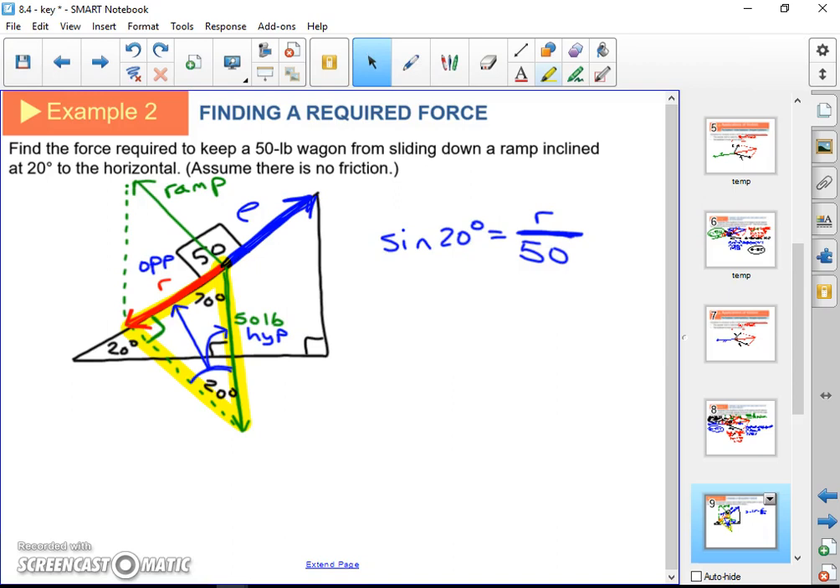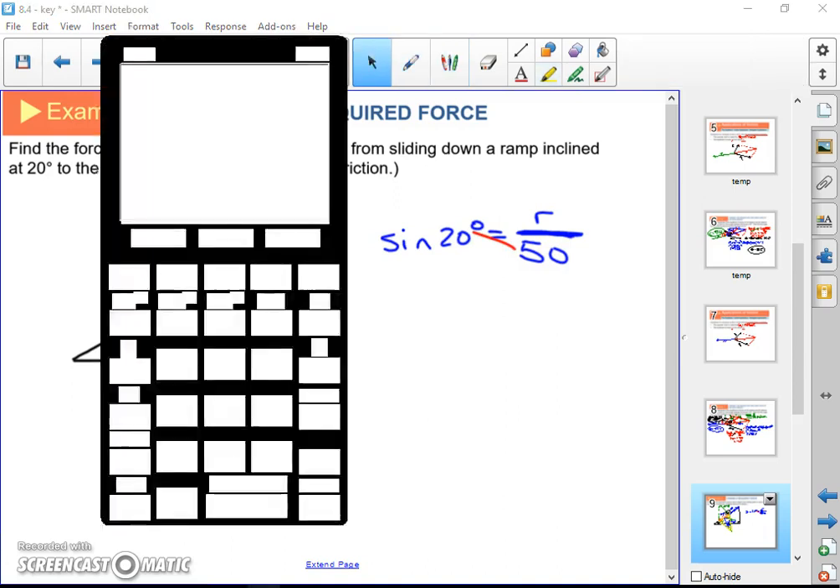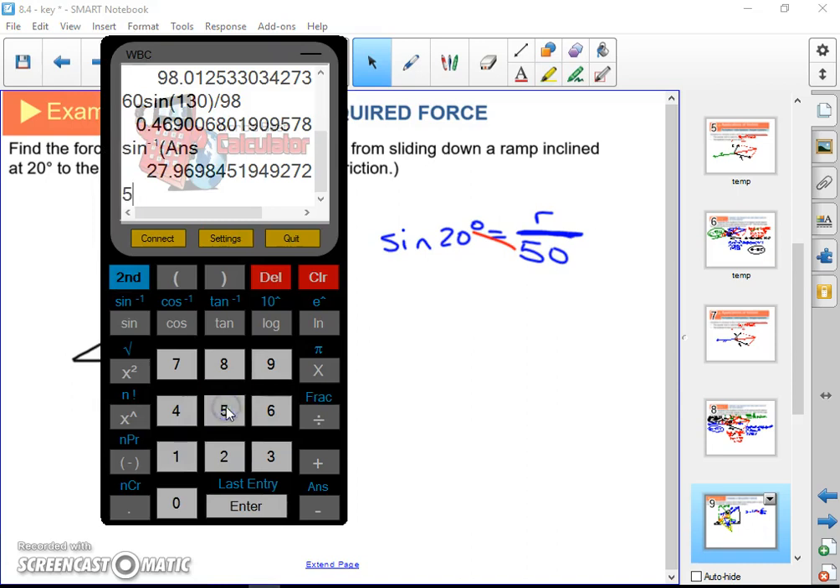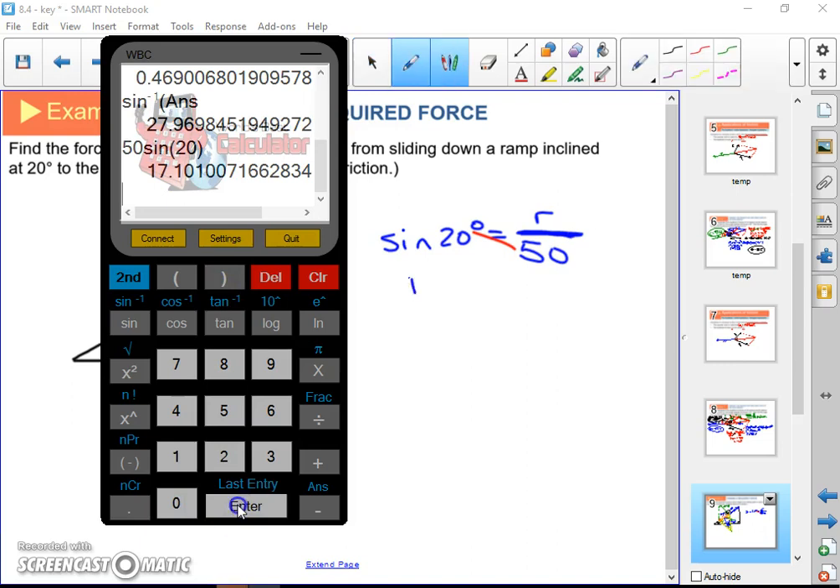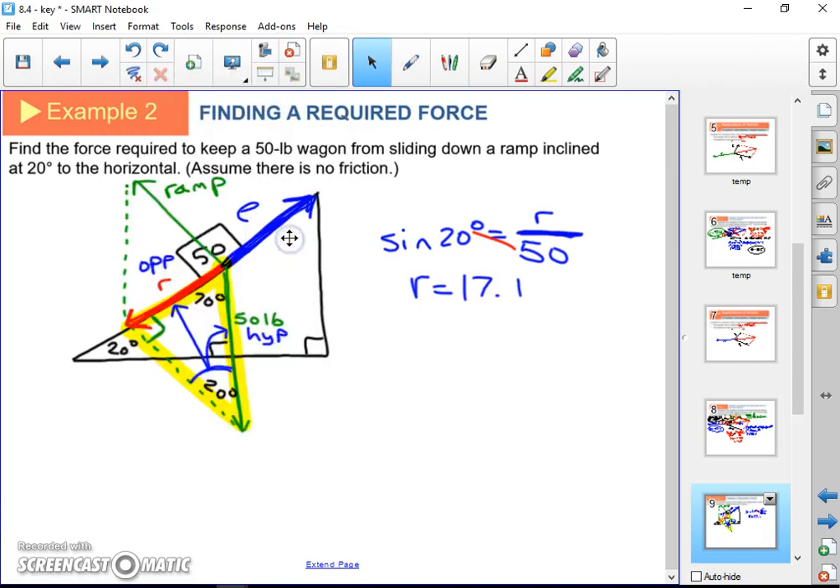So we have a pretty simple equation to solve. We want to cross multiply, or multiply both sides by 50, if that's the way you want to look at it. We would have 50 sine 20 is 17.1. So the resultant force is 17.1. What are our units? Pounds? 17.1 pounds. That's the resultant.